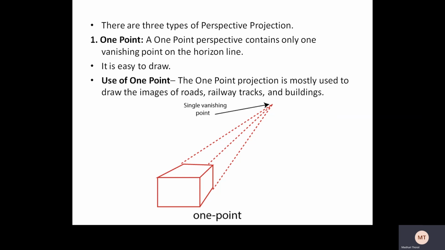So there are three types of perspective projection: one point perspective projection, two point perspective projection, and three point perspective projection. First of all, we see the 1 point perspective projection. A 1 point perspective contains only one vanishing point on the horizon line. It is easy to draw. The 1 point projection is mostly used to draw the image of roads, railway tracks and buildings. See in this figure, it is a 1 point projection and this is a single vanishing point.